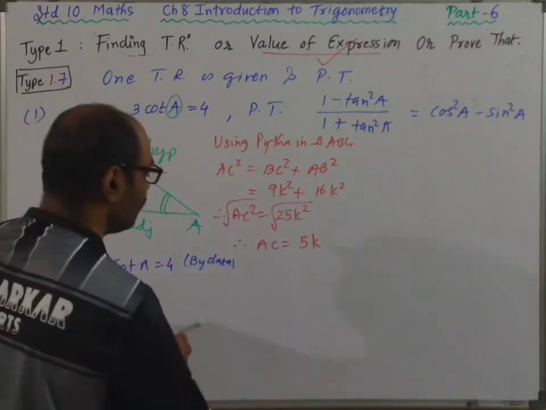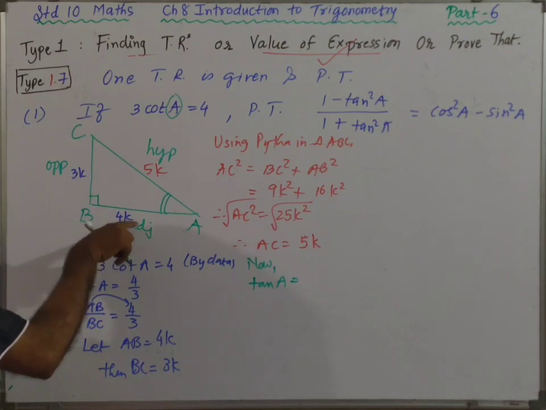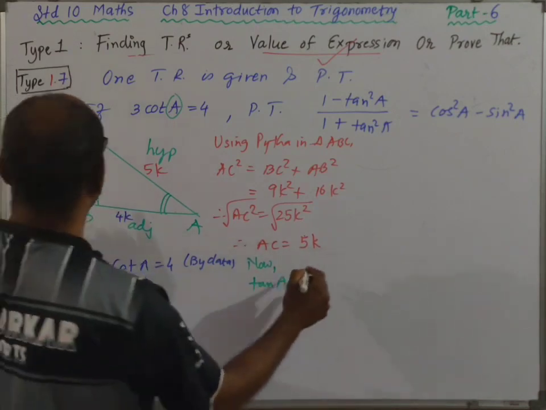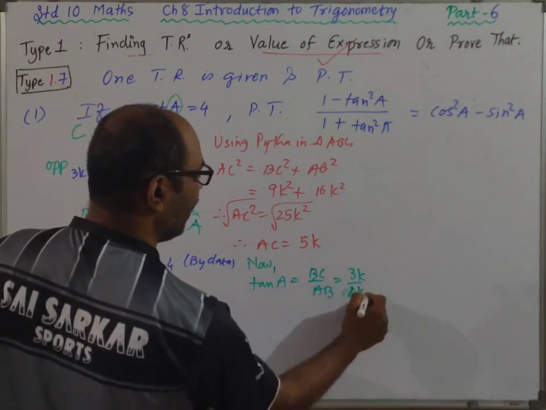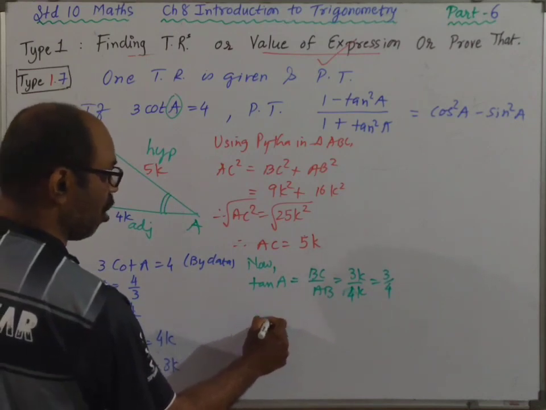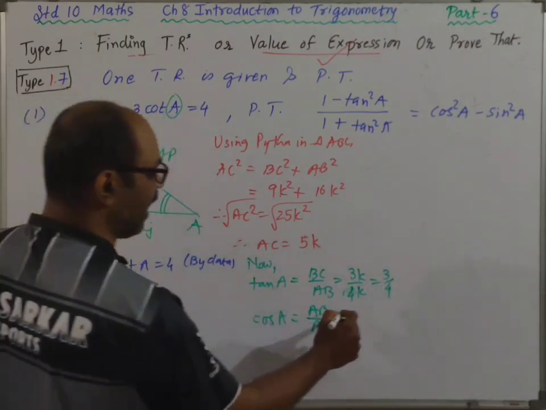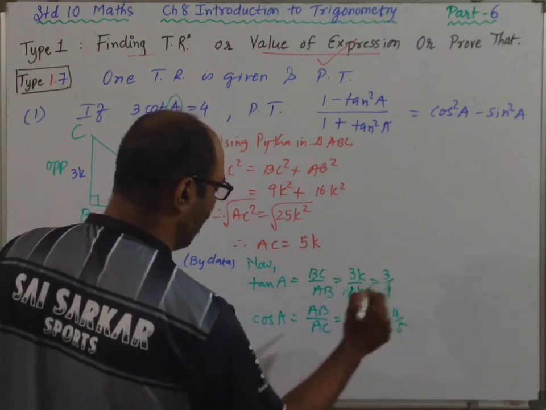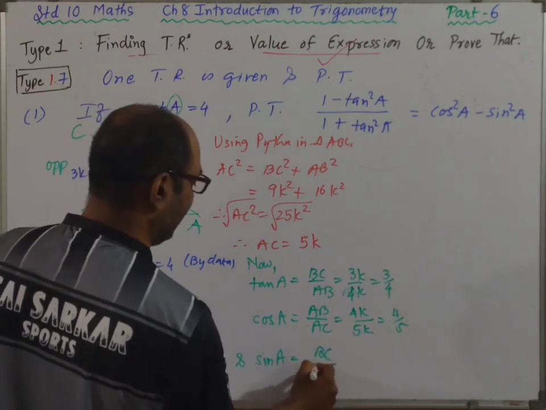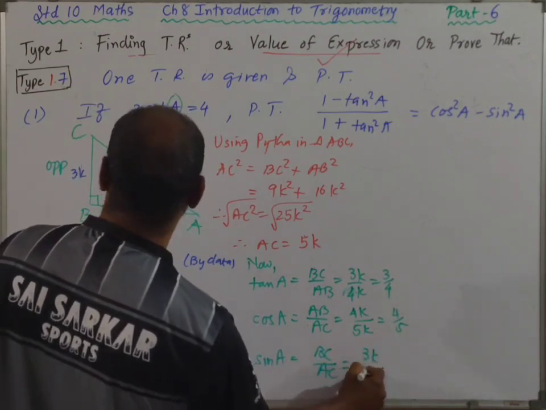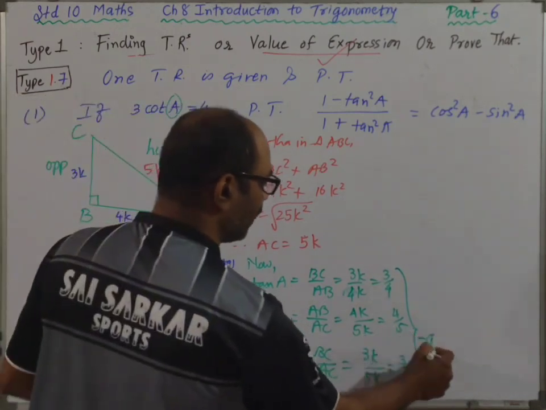Now, tan of angle A is opposite upon adjacent. That is BC upon AB, that is 3K upon 4K, and that is 3 upon 4. Cos A is adjacent upon hypotenuse, that is AB upon AC, that is 4K upon 5K, and that is 4 upon 5. And sine of angle A is opposite upon hypotenuse, which is BC upon AC, equal to 3K upon 5K, and that is 3 upon 5. So all the values are available. I haven't got any result yet, so let me say this is 1.